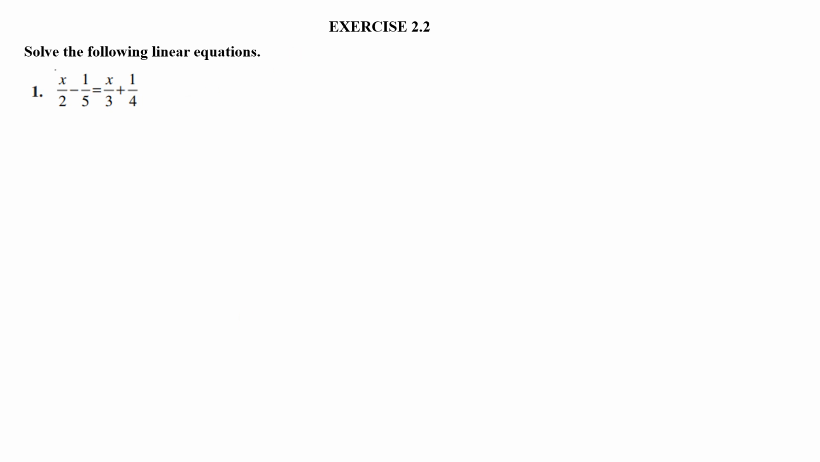So what I will do first, here I will write first x by 2. Now I said I will transpose x by 3 from RHS to LHS. So this will become minus x by 3 equal to 1 by 4. Now from RHS I have shifted x by 3 to LHS, right? So I am left only with now 1 by 4. And now I will be shifting this 1 by 5 to RHS. So here you can see it is minus 1 by 5. When I transpose minus 1 by 5 to the other side, it will become plus 1 by 5, right?